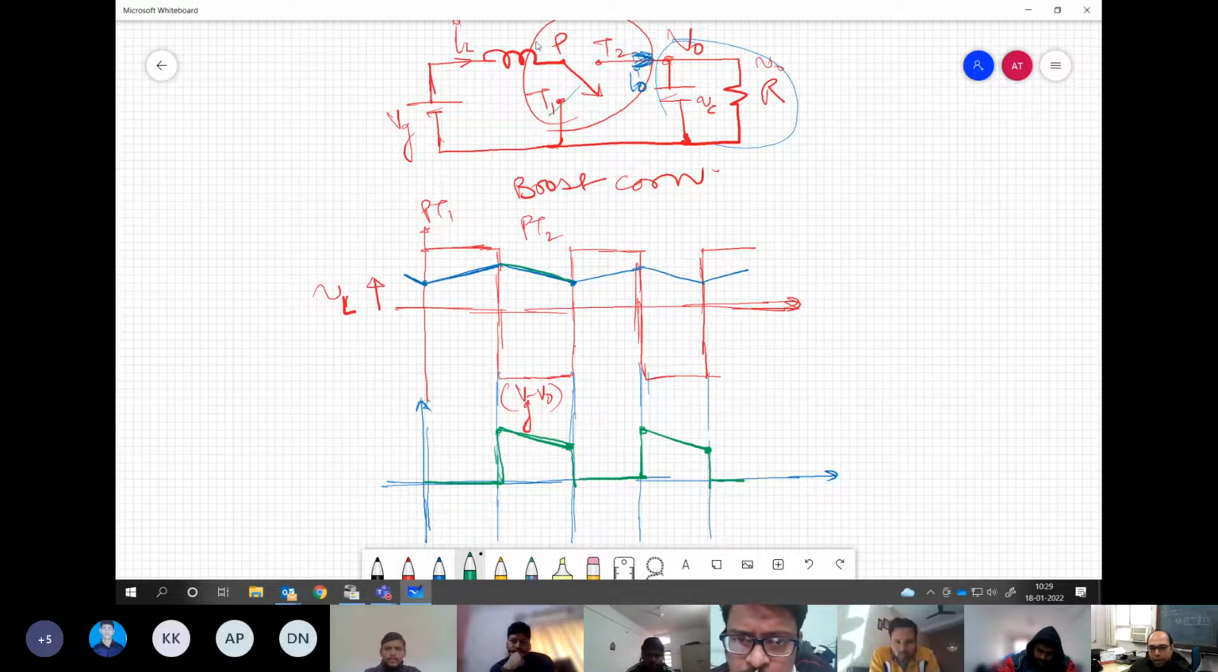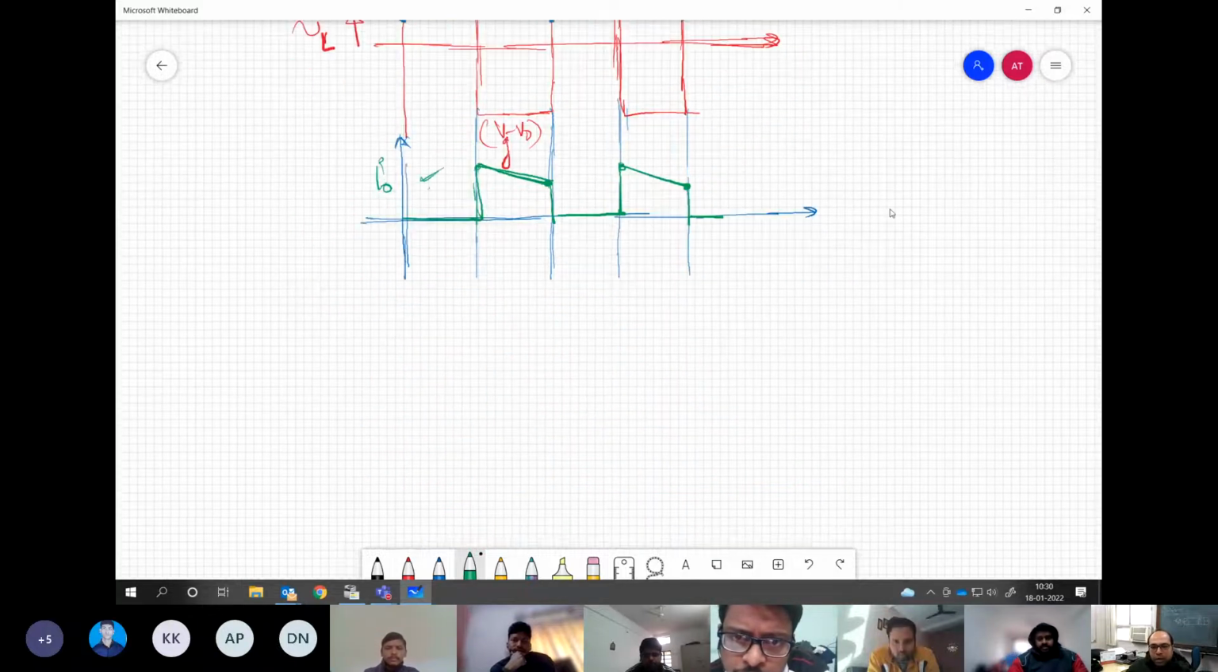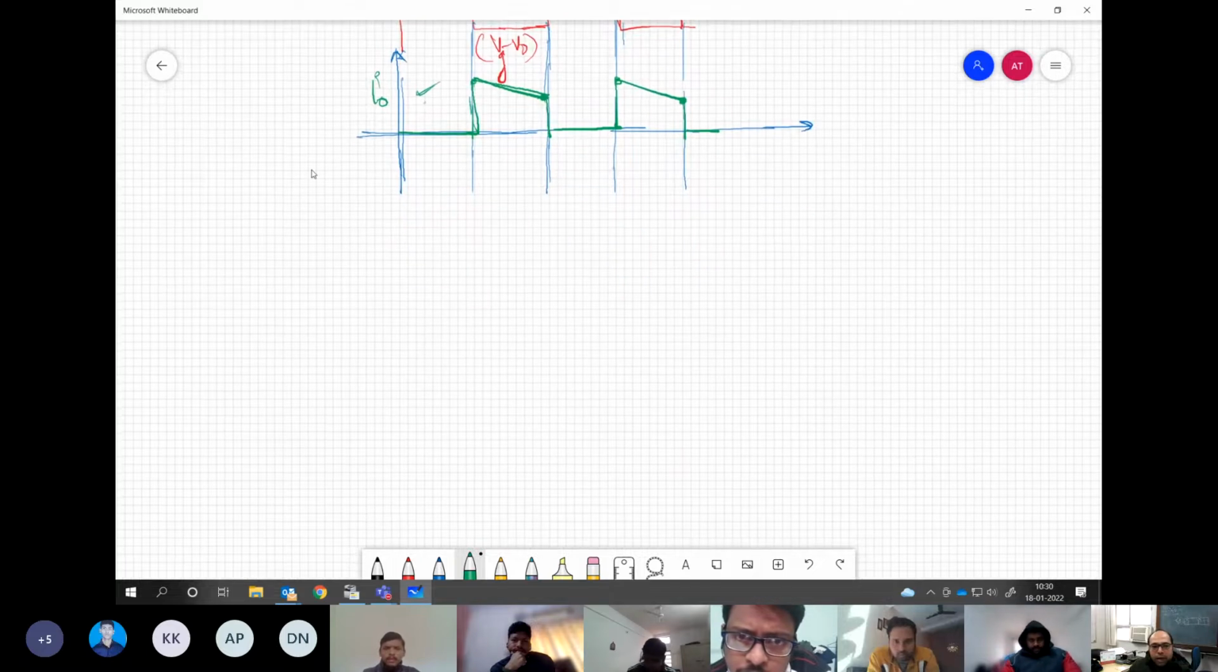Why? Because we have a current stiff element on the other side, which is maintaining continuous current, but here we have a voltage stiff element. So current can be discontinuous, but voltage cannot be. Now this is our IO. Now if I ask you, what is the load current? During this interval, there is no current coming from the source side. So who will supply the load current during this interval? Capacitor, correct.